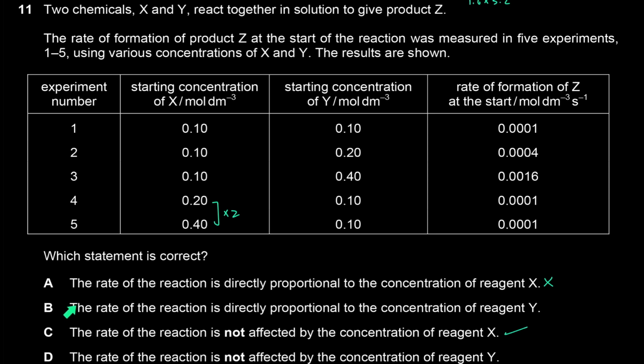But let's look at the other two as well. The rate of the reaction is directly proportional to the concentration of Y. Again, over here, X is being kept constant, whereas Y is being doubled. If you double Y, the rate multiplies by a factor of 4. So it's actually proportional to the square of the concentration of Y. Doubling Y means the rate increases by a factor of 4. You multiply Y by a factor of 4, the rate multiplies by a factor of 16. So it's not directly proportional to the concentration, it's directly proportional to the square of the concentration. Okay, and we can clearly see that it is affected by reagent Y as well. So obviously D is also incorrect. Okay, so the answer here is C.